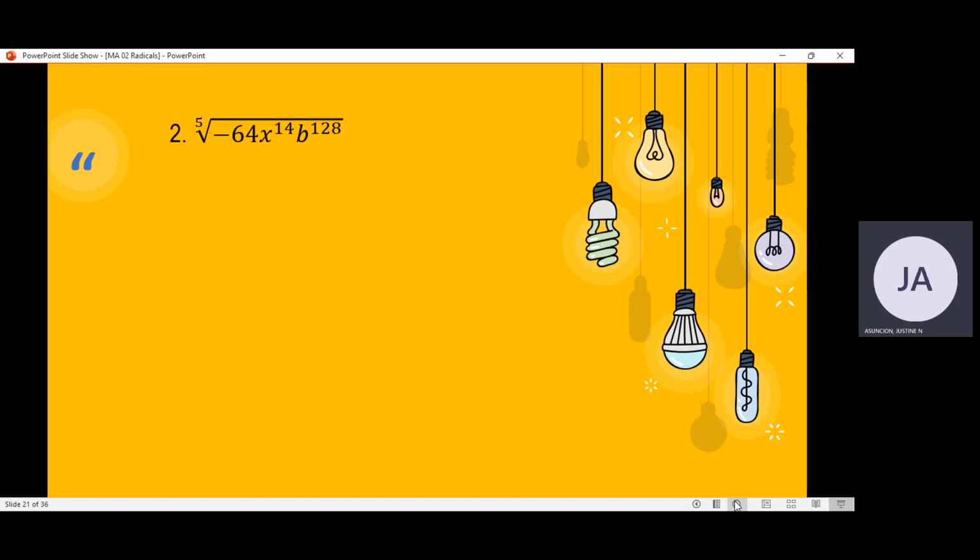Other example, the fifth root of negative 64 x raised to 14 b raised to 128.